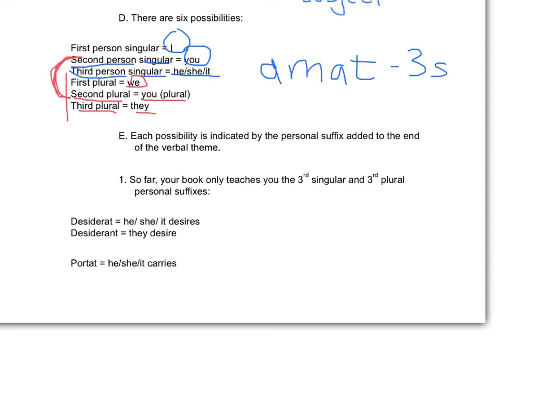And these six examples are the sum total of possibilities for person and number. It's either first person singular, second person singular, third person singular, or first person plural, second person plural, or third person plural. When you identify a verb, you identify it by mood, tense, voice, person, and number. For example, this verb that I wrote up here, amat, is the indicative, present, active, mood, tense, and voice, and then person and number is third person singular.